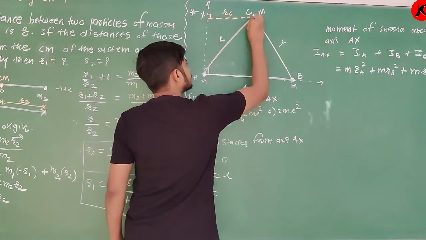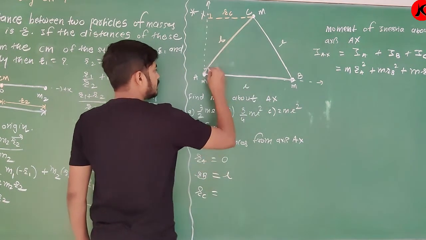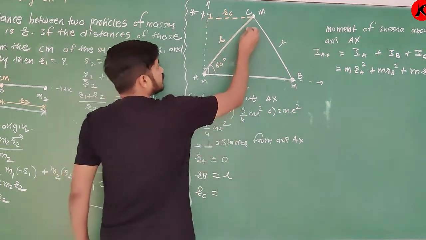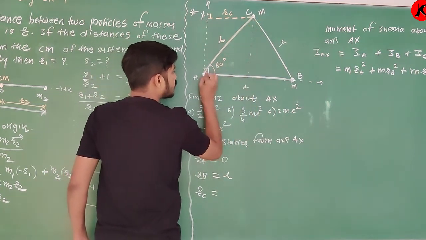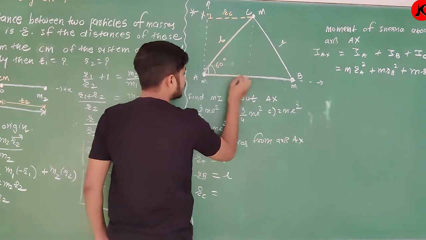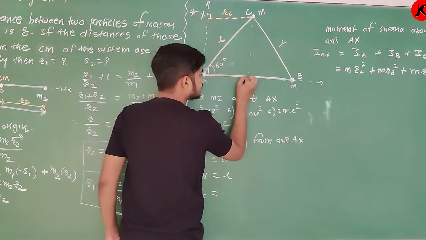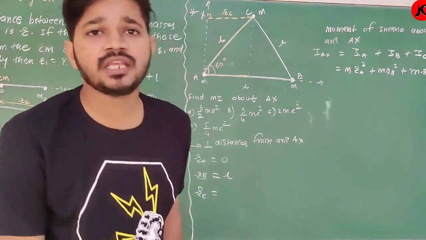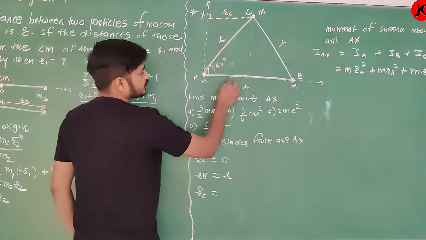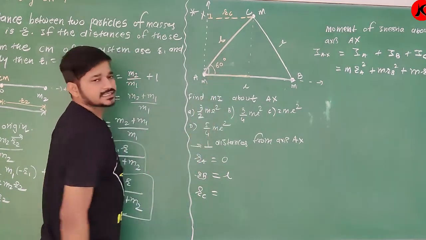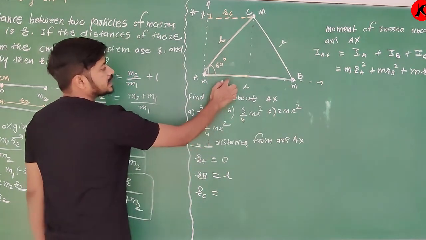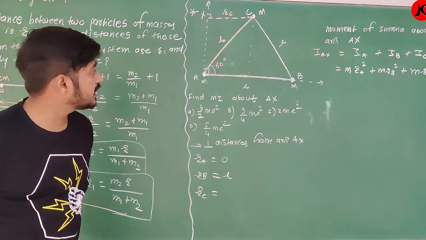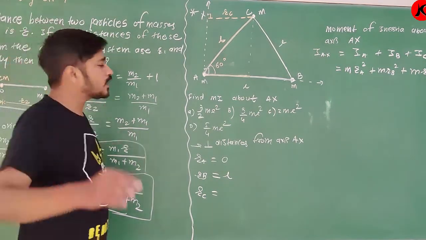This distance is L. This angle is 60. We know that if we find its x component, then it is called the perpendicular distance from the axis. Now how to find this distance? See, it is angle 60. It is its adjacent side, and for the adjacent side, what is the x component?